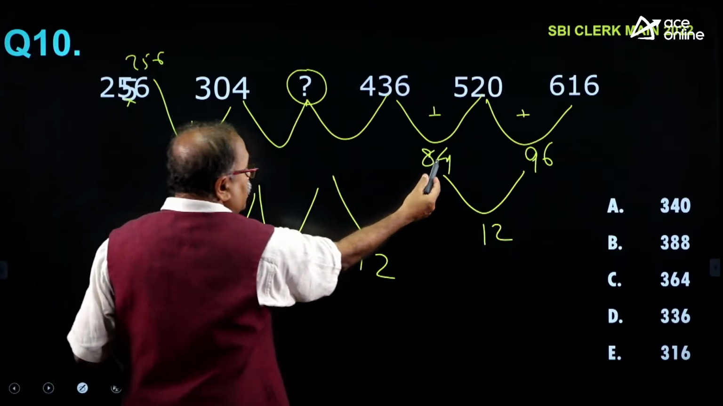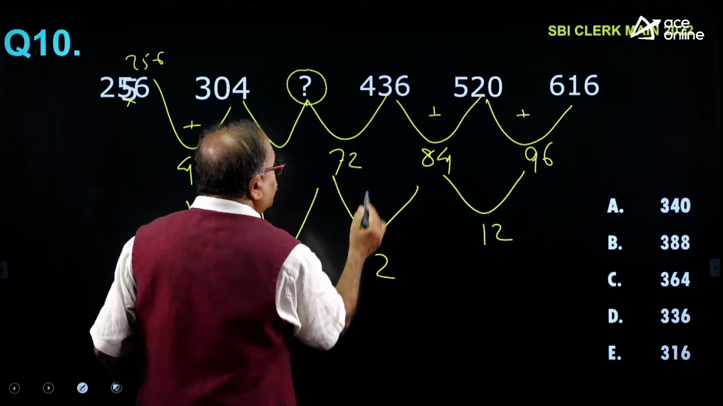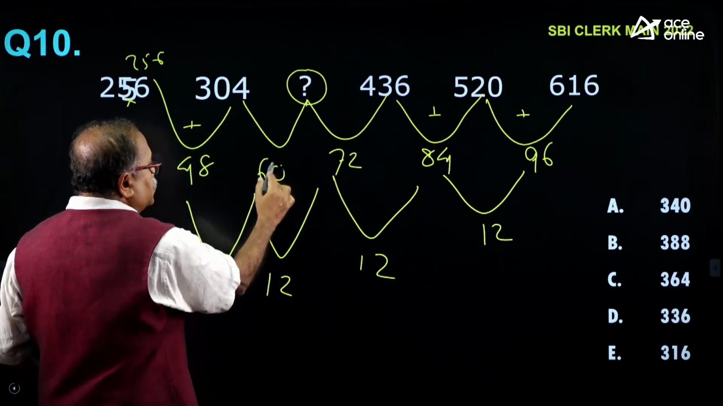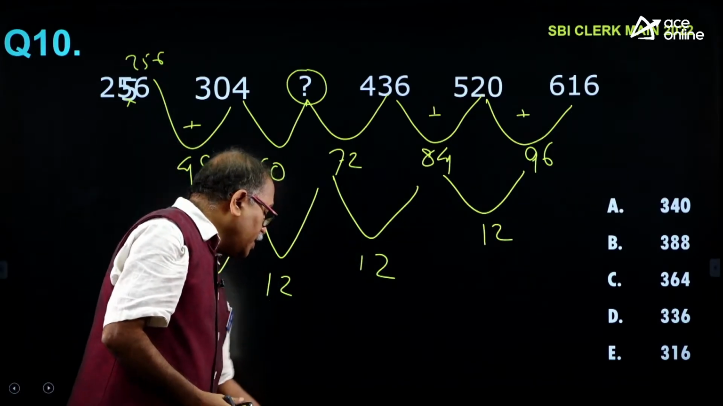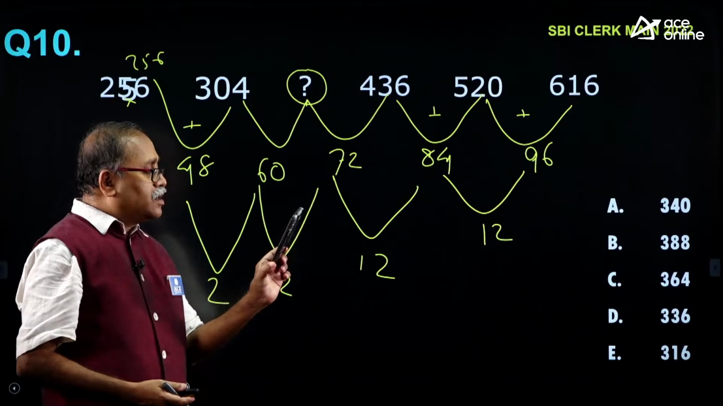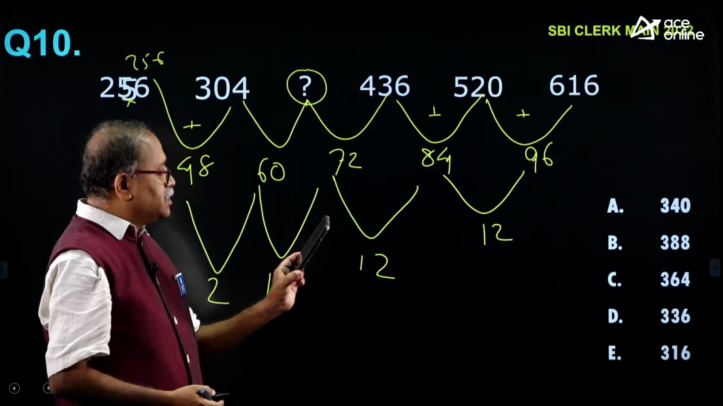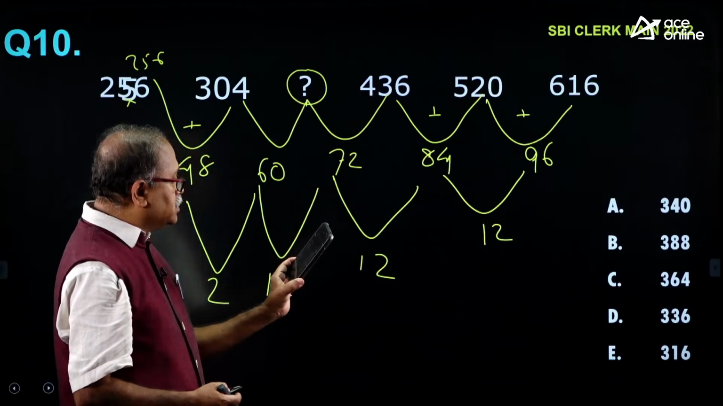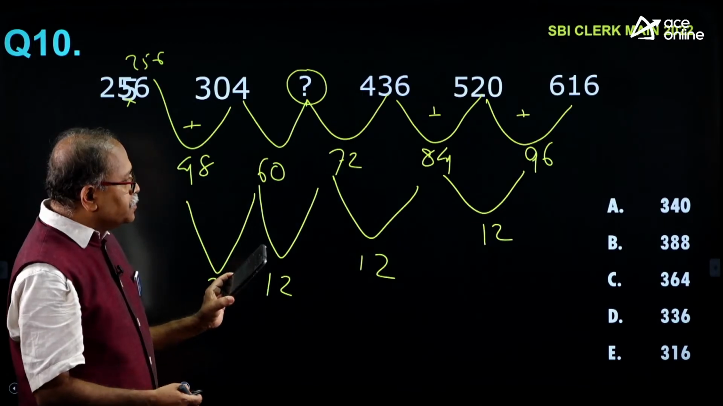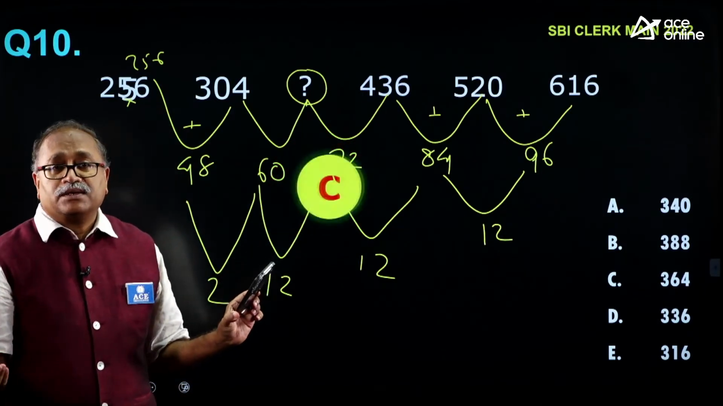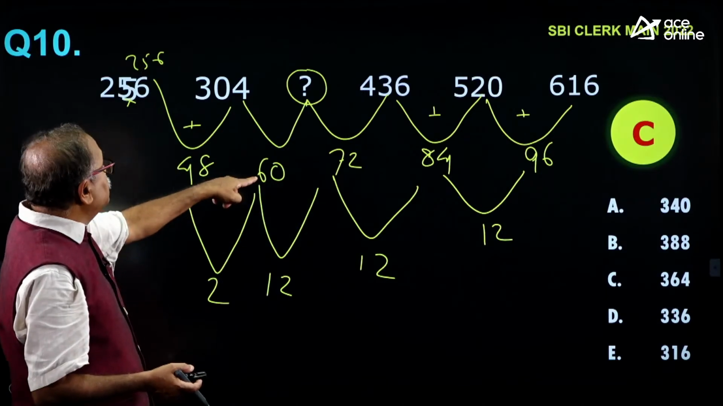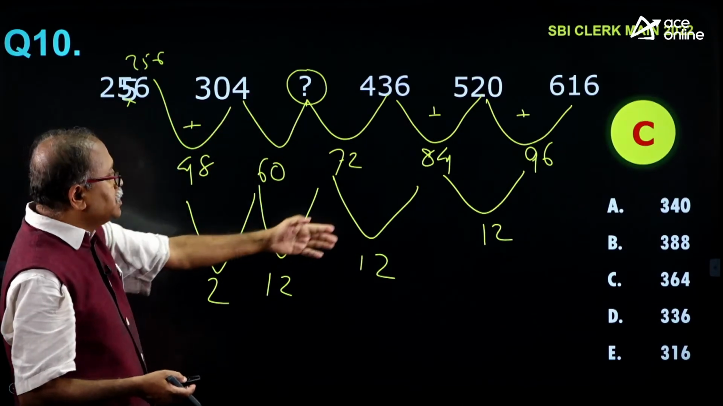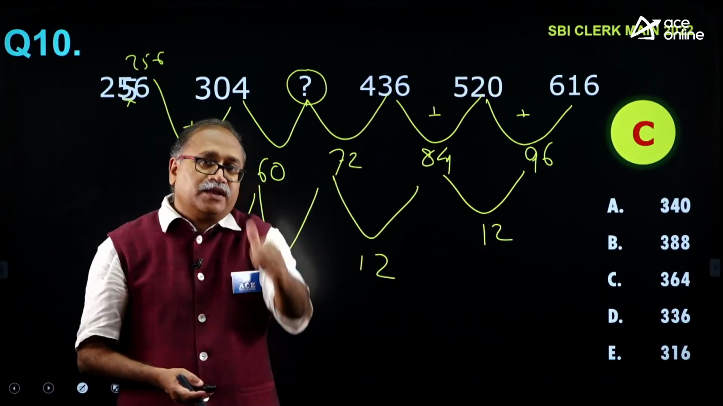So, 84 minus 12, that comes 72, minus 12, that comes 60, minus 12, that comes 48. Okay. Anyone answered it? I think Anusha answered it, I think Prashanti answered it, she says 364. Okay, option choice C, yeah, that is great, option choice C. So, this is 60, so I need to add 60, 364, well done.